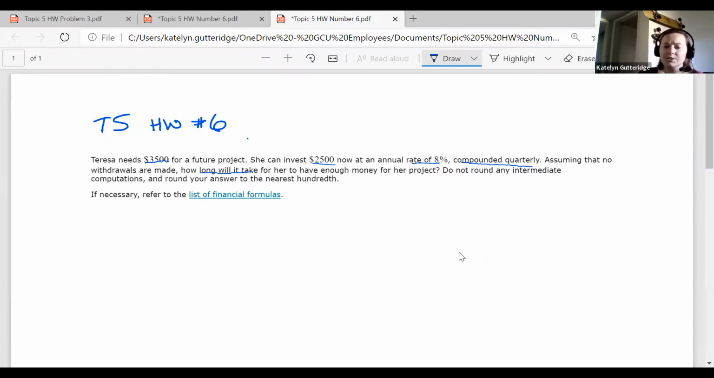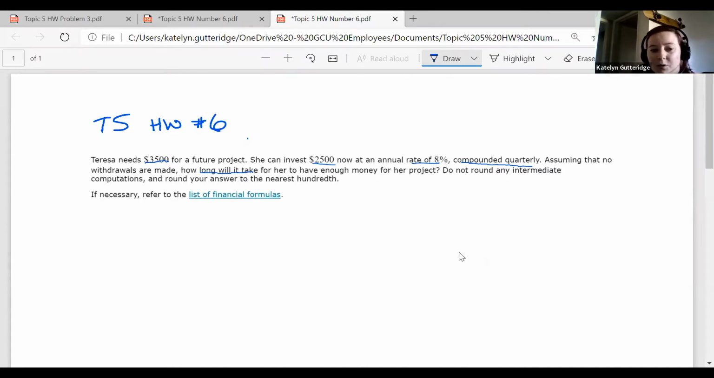Okay, so keywords you're looking for here to start with. The compounded quarterly is what is telling us that we are not dealing with simple interest and we're not dealing with continuous compounding. We're compounding quarterly. The other keywords we have here is that she can invest $2,500 now, and that's it. We're not making monthly payments to our account. We're not making quarterly payments. We're doing a one-time payment of $2,500.